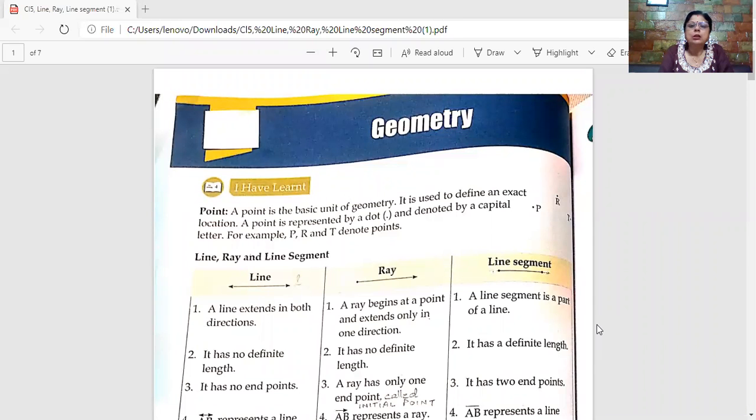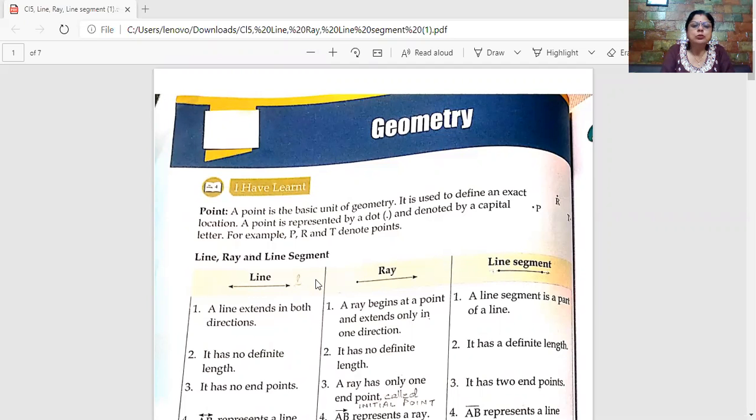Point. Now point is the basic unit of geometry. Now when we put a dot, this represents a point and it is represented by a capital letter of the English alphabet. So here there are 3 points. P is a point, R is a point, T is a point.